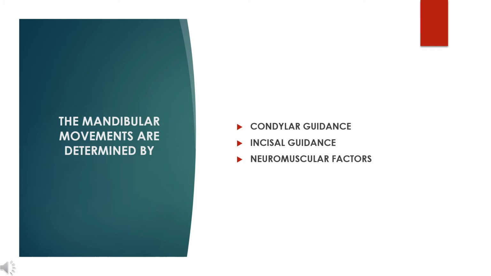The mandibular movements are determined by the condylar guidance, incisal guidance and the neuromuscular factor. First we will see about the condylar guidance. It is the mandibular guidance generated by the condyle and the articular disc transferring the contour of the glenoid fossa. The glenoid fossa along with the articular eminence forms an S-shaped path along which the condyle moves. This shape of the glenoid fossa, which determines the path of movement of the condyle, is called the condylar guidance.